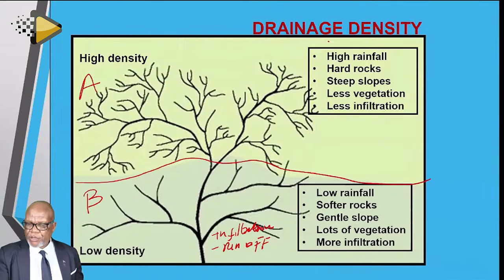And then at B, how did vegetation influence the density at B? You can say at B, there is more infiltration, because now there is more vegetation at B. Because of more vegetation at B, it resulted in more infiltration and less runoff. That is why we have lower density. So when you're looking at the factors that influence drainage density, number one, remember you have vegetation.